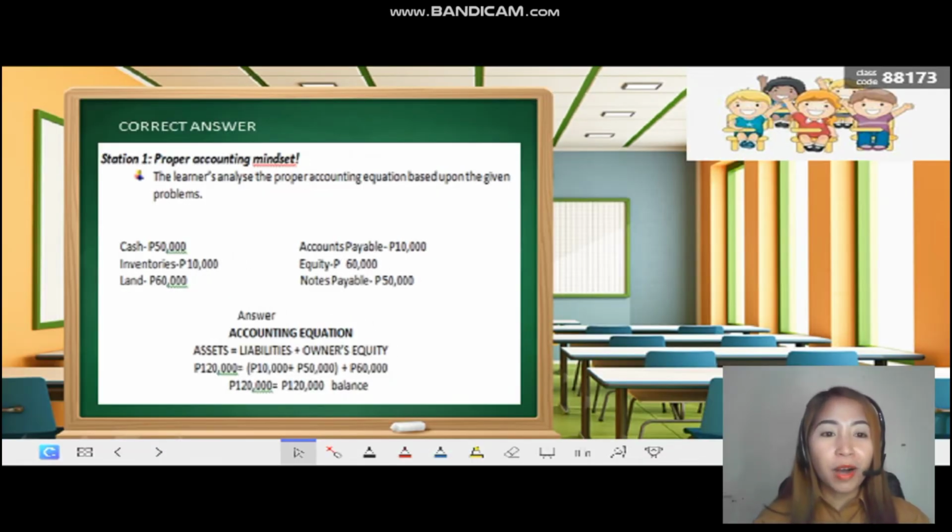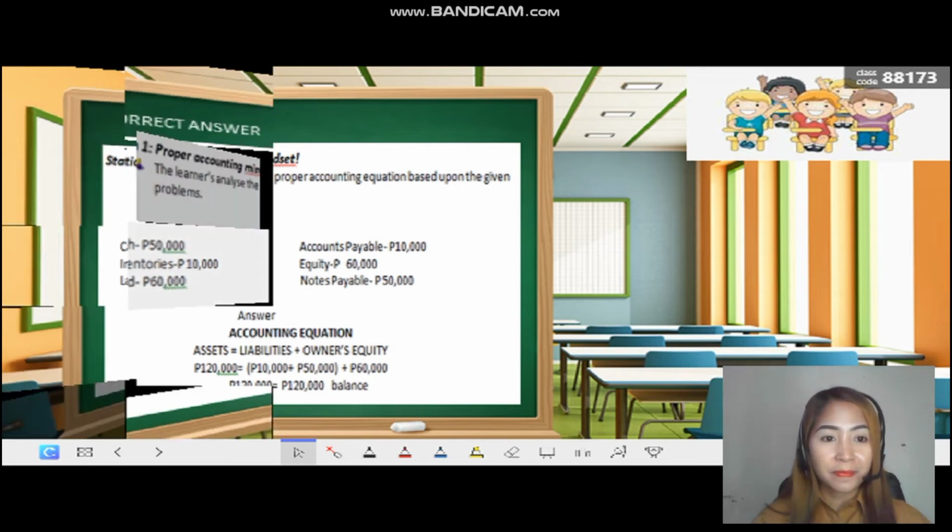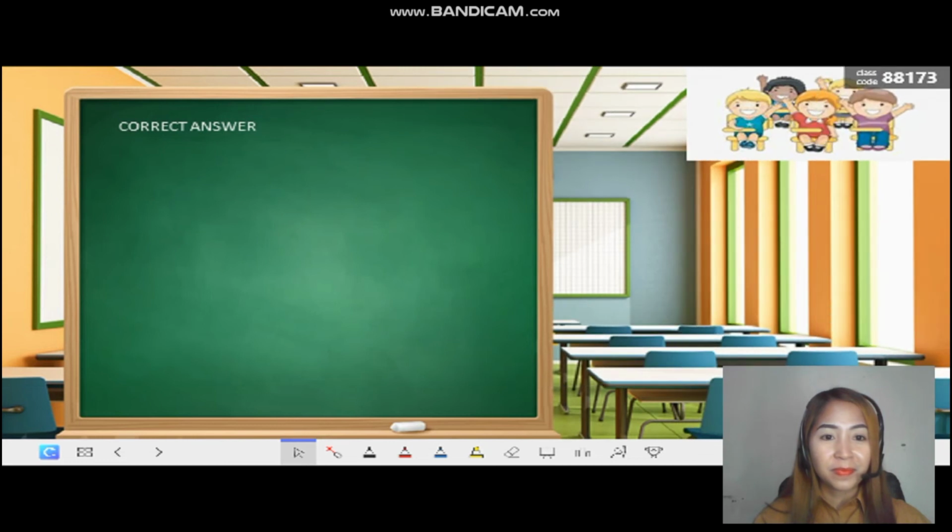For station 1, proper accounting mindset. The correct answer for station 1 is accounting equation. Asset equals liabilities plus owner's equity. Okay, that is the correct answer.